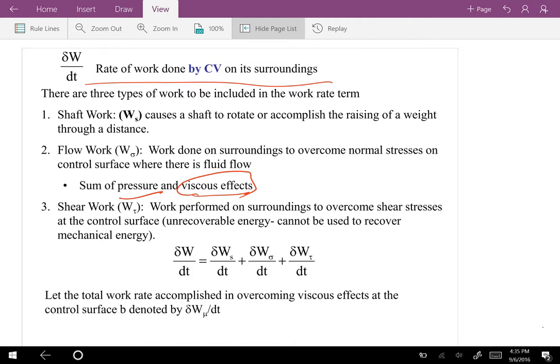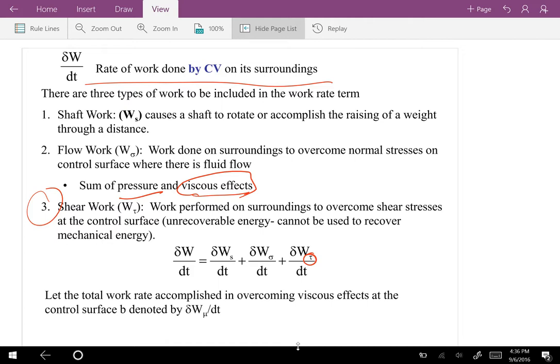There's another work, shear work, but in a lot of instances, the third is negligible compared to 1 and 2. So in a number of cases, it's neglected. It's work performed on the surroundings to overcome shear stresses at the control surface. So obviously there's friction, you're trying to flow the fluid past the solid surface. So there is going to be some viscous dissipation effects, unrecoverable energy. It cannot be used to recover mechanical energy, and that is the shear work. Tau is the shear stress. We're going to see this quite a bit in Transport 2 as well.